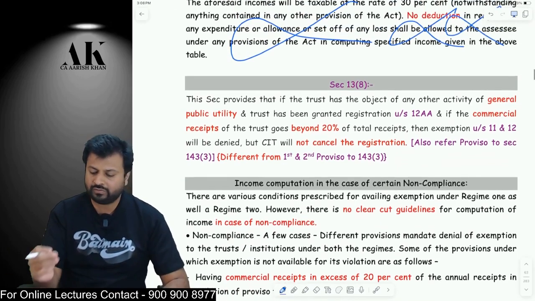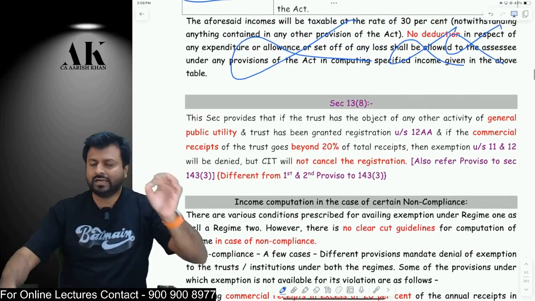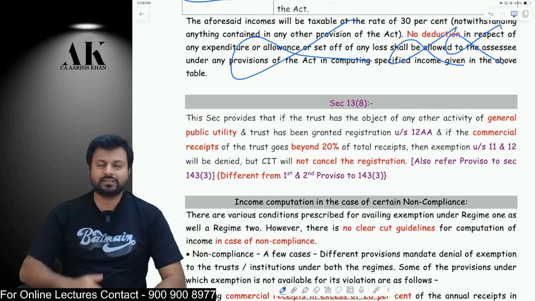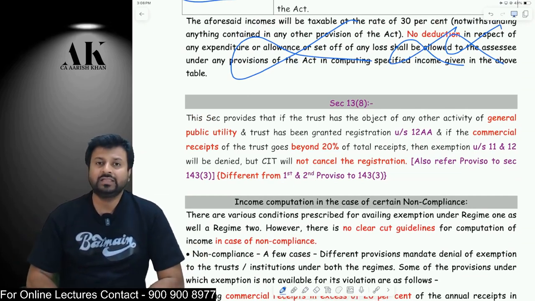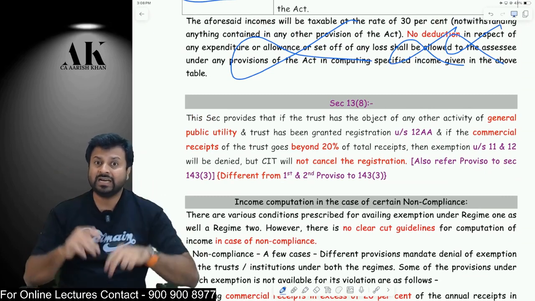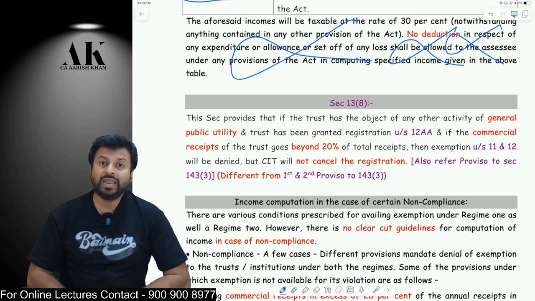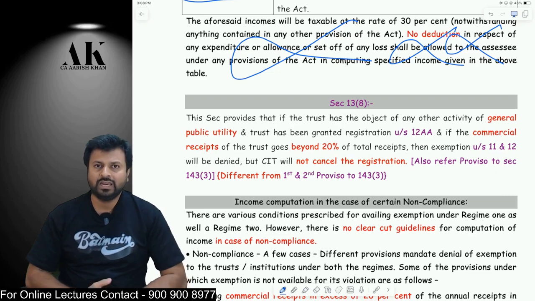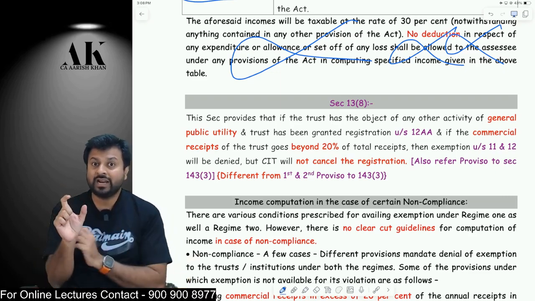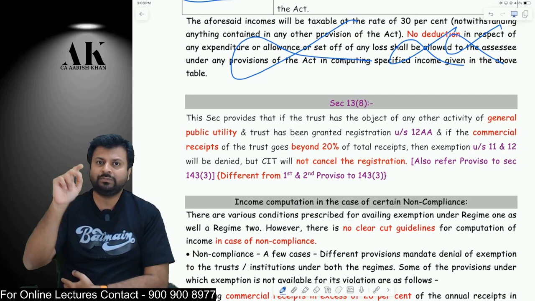Next point, listen carefully, very important. Generally, do you remember that we started this discussion with this particular point only? There are 7 points in the definition of charitable purpose, and the 7th point is any other object of general public utility. Do you remember that if you are any other object of general public utility, then there is a condition that your commercial receipt should not exceed 20% of total receipt?